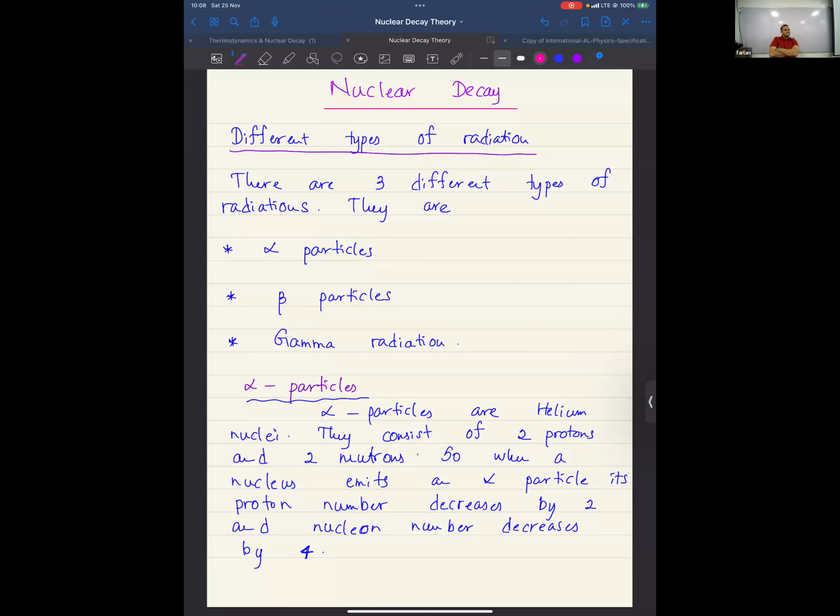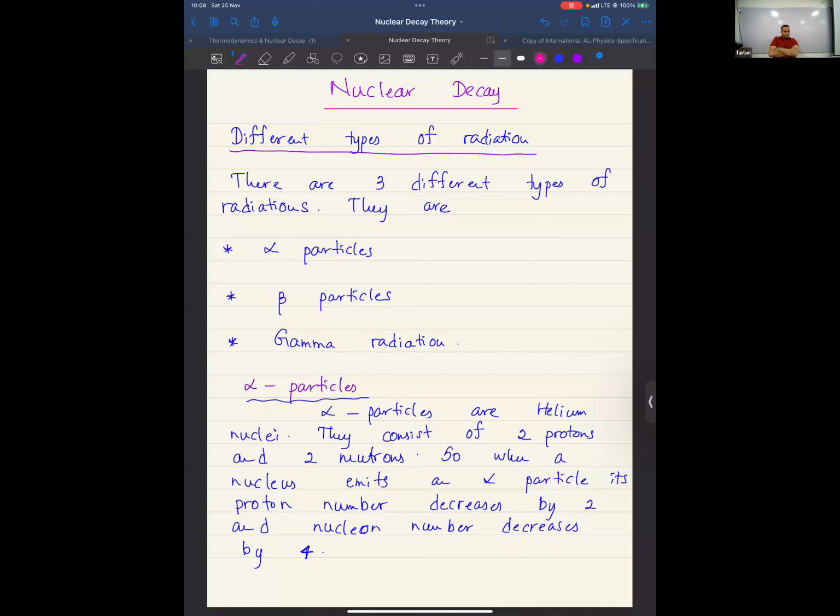Okay, so atomic mass unit in kilograms, what is the value? 1.67 times 10⁻²⁷ kilograms. Yes, fine. Anyway, if you take an alpha particle, it consists of 2 protons and 2 neutrons. So 4 nucleons. So its mass will be 4U, 4 times the atomic mass unit. Correct?